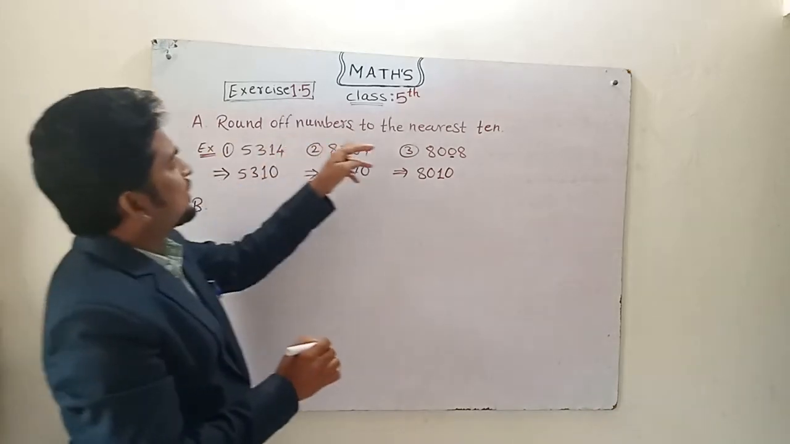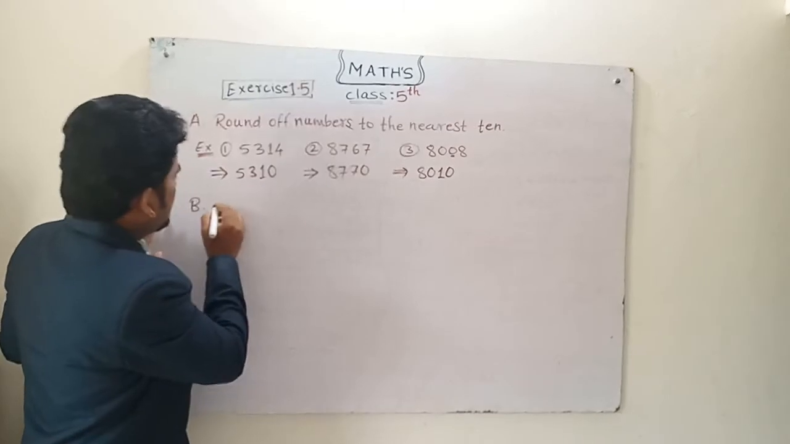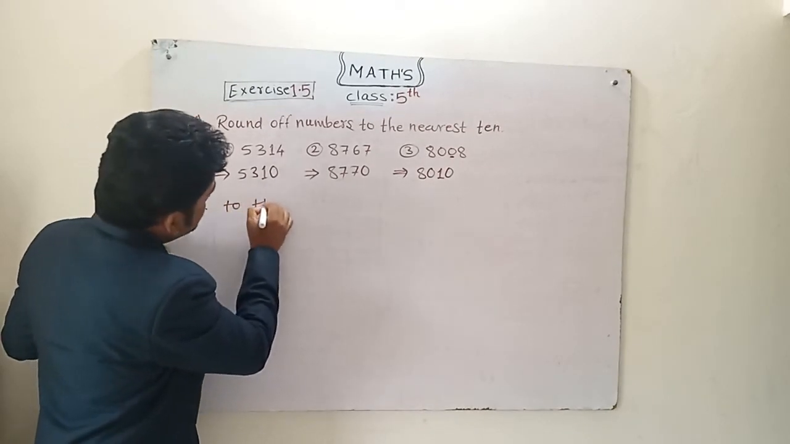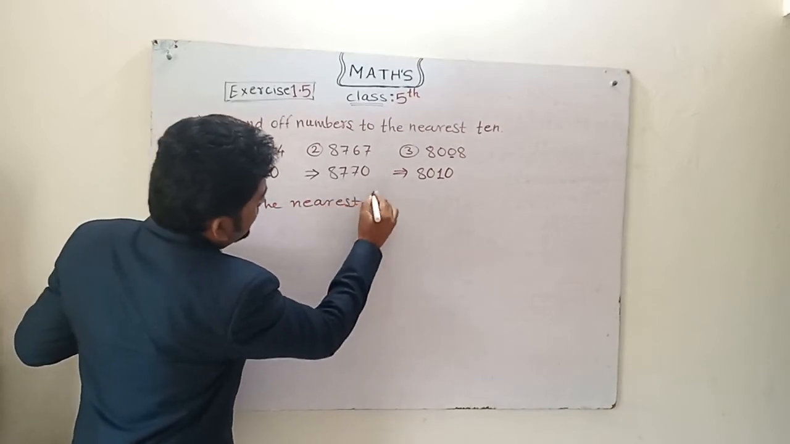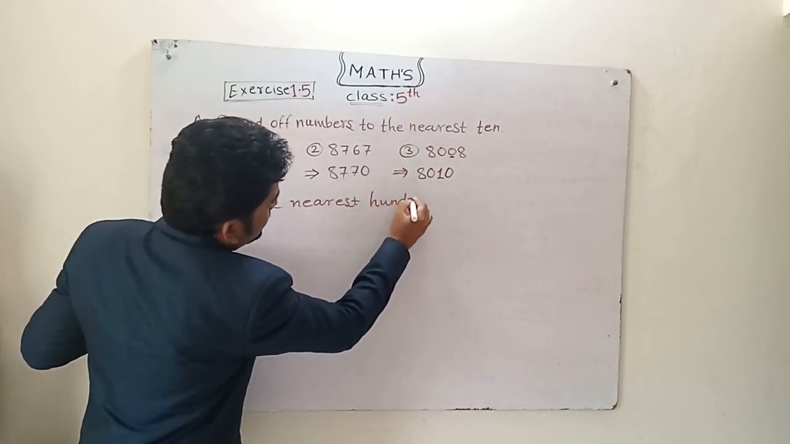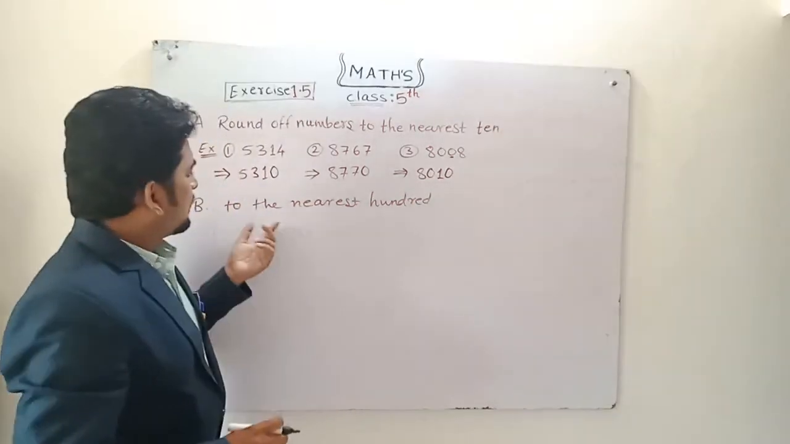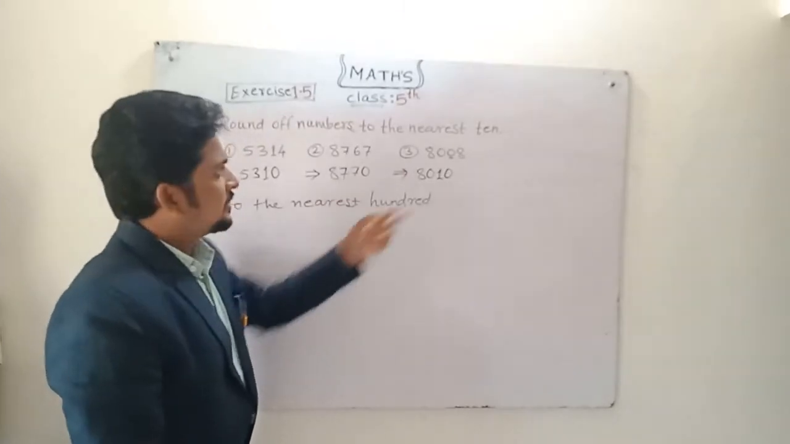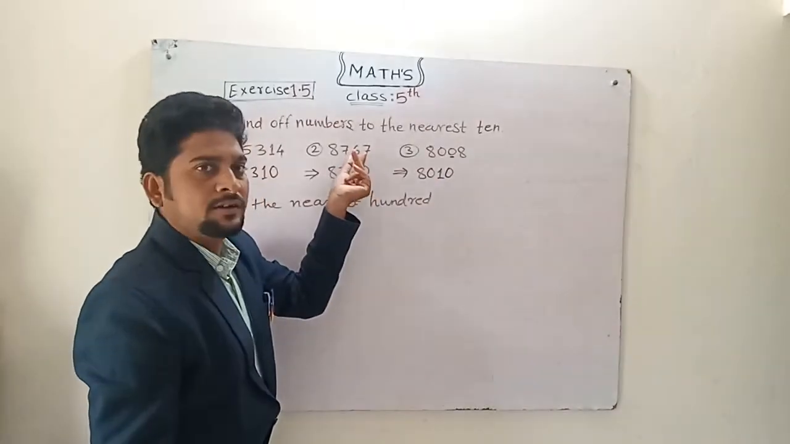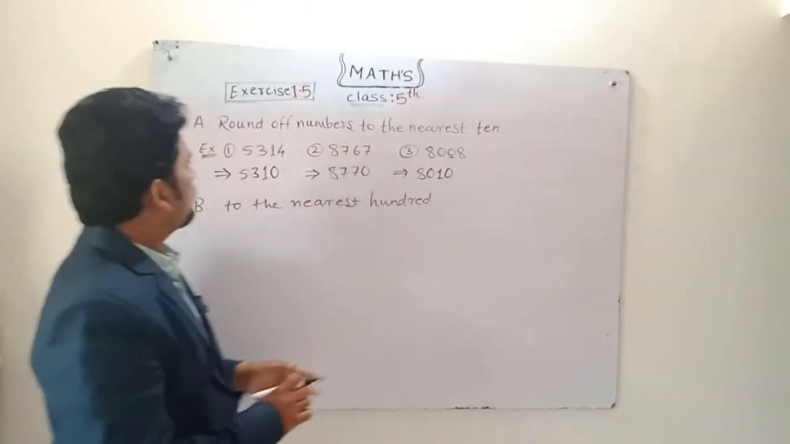See here, question number B we will see. Round up the numbers to the nearest 100, they ask. Okay. In short I am writing nearest 100. In this, what will happen? The 100 place will change or it will be the same. Okay, here the tens place got changed, otherwise it will be the same. Like this we have to find it.